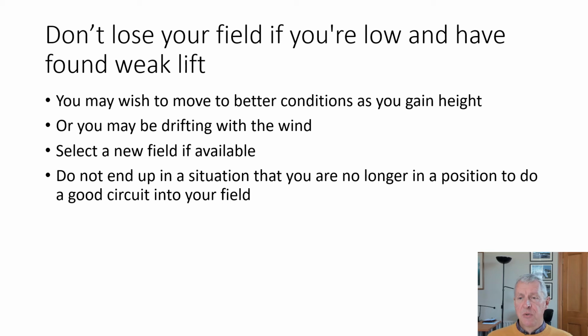So there are two things that we can do. One is maybe as we drift or as we move, we can see another option for landing. So we select that new field, and that becomes the field that we're going to land in if we get below our decision height. Alternatively, if that isn't available, we have to land in the field that we first chose. We don't want to get in a situation where we are no longer in a position to do a good circuit into the one field that is available to us.